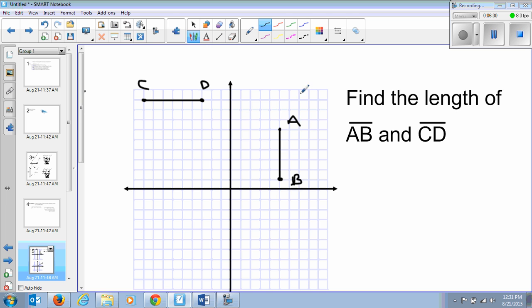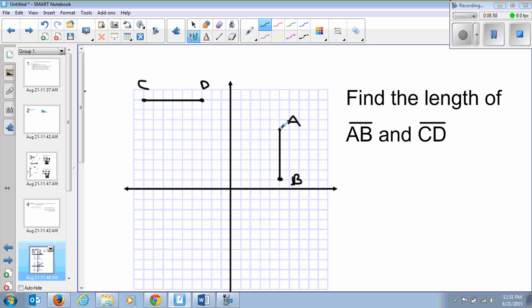So now we want to find the length of AB and CD. Well, they just told me length, distance formula. I'm probably going to use the distance formula. However, in this case, AB is right there on a straight line. So why go through the problem of plugging in the distance formula? If you can count, you can find the length of AB. So in this case, I want to just start at A and count how many units I have to move to B because they're on that line.